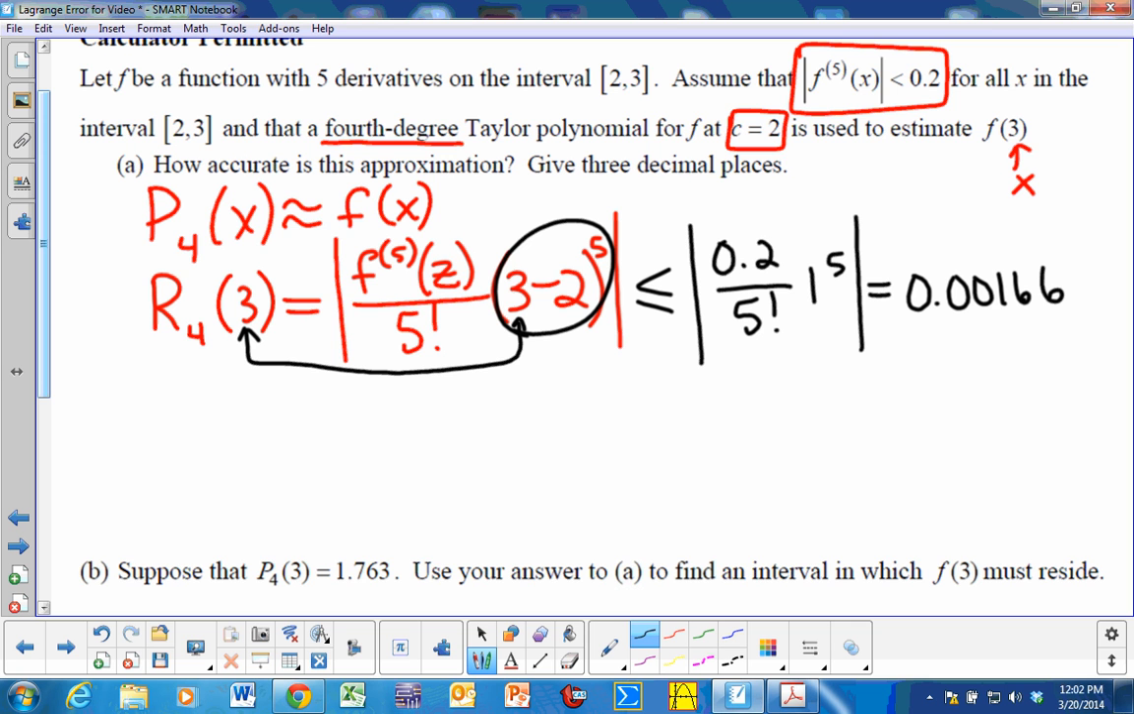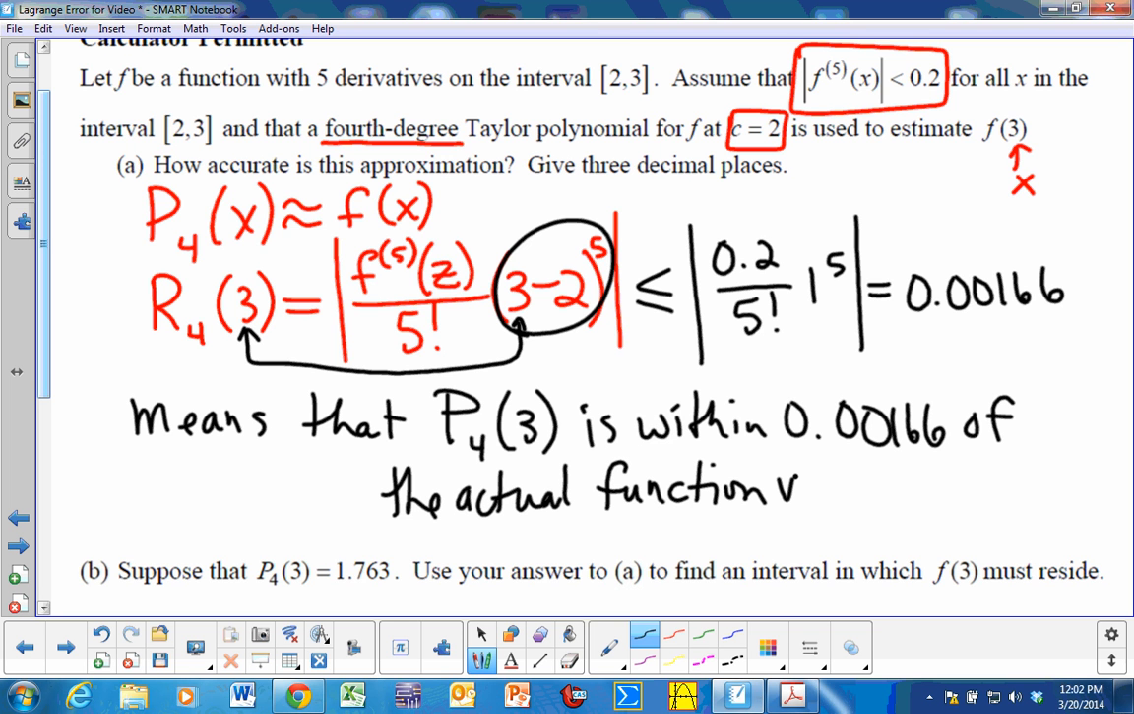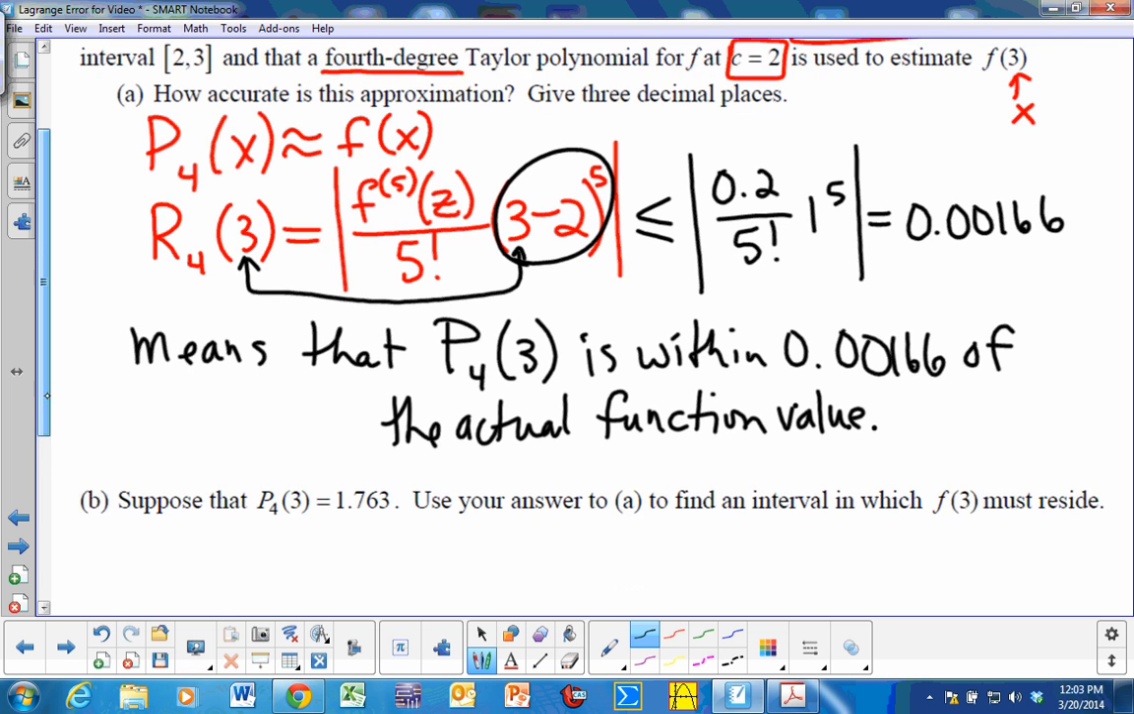Now remember, you can store those things in your calculator if you want to use them later. You could just store it as R or A or whatever you want, or you can always call up that line again when you need to use it. So basically, this means that if we use a polynomial with 4 terms in it, evaluated at 3, it is within 0.00166 of the actual function value. So it's telling us how accurate we are. Okay, so even just 4 terms were that accurate.